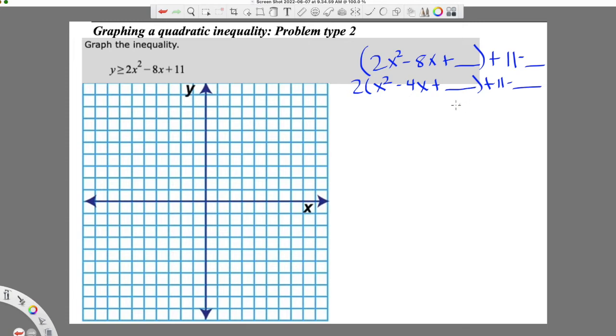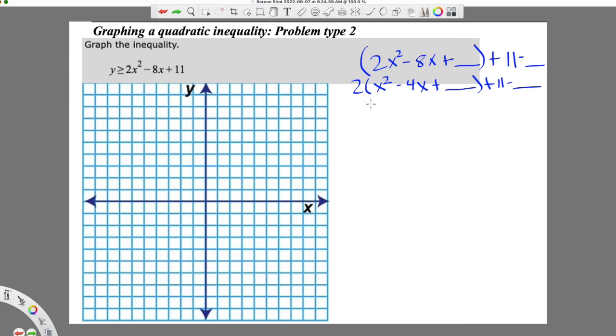You can also move this to the other side of the inequality, and this section here would be y plus 11, or minus 11 actually, is greater than or equal to this section. But we kind of want it to be on the same side so that it's in the full vertex form.